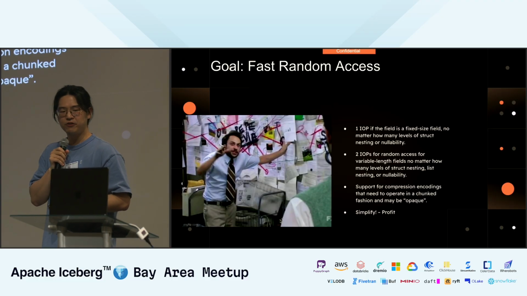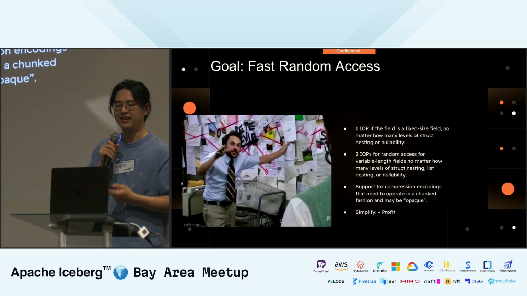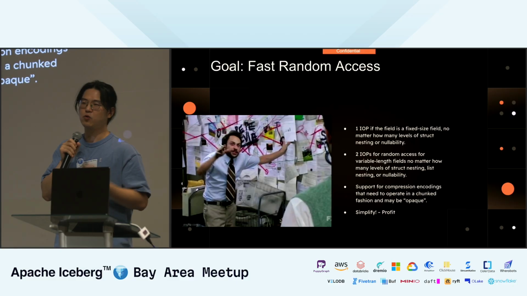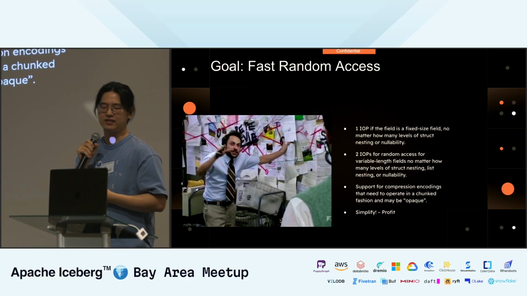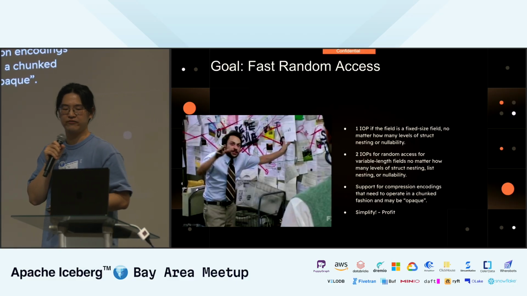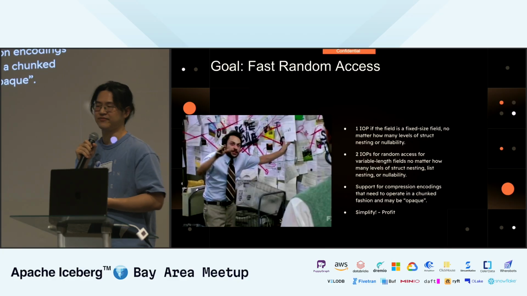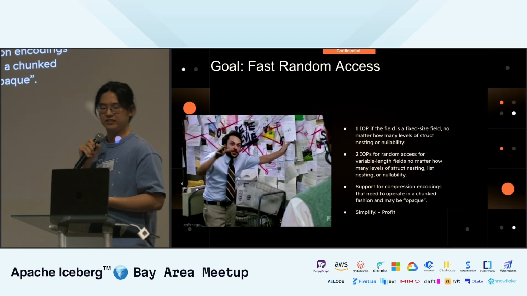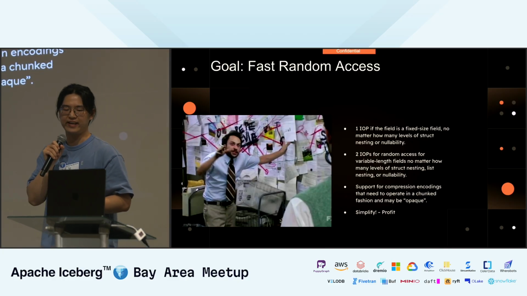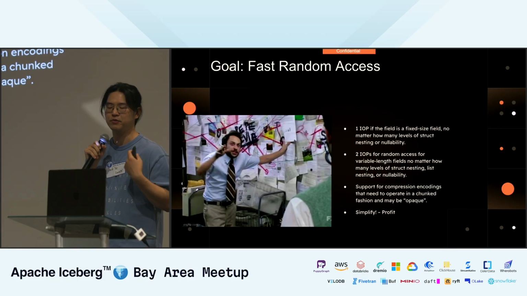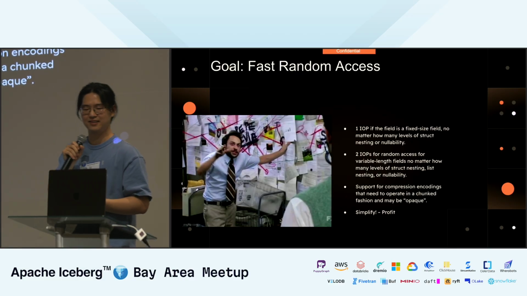So for the file format case, as I said, the goal is fast random access. And what we have achieved is that there's only one IO if we are doing a search for a fixed size field, such as a fixed size vector, and there are two IOs for any other random access situation with variable size data types.